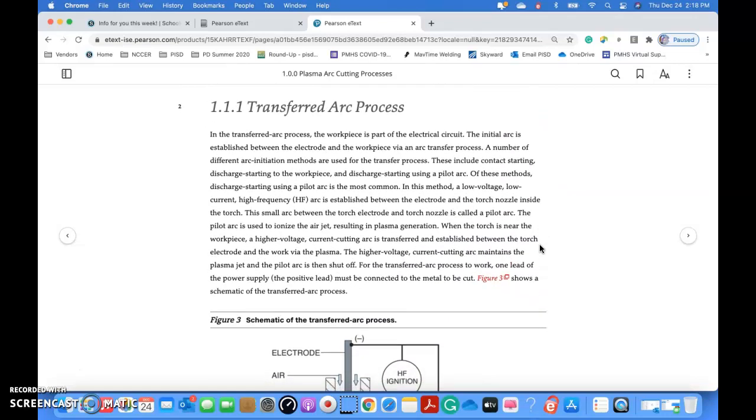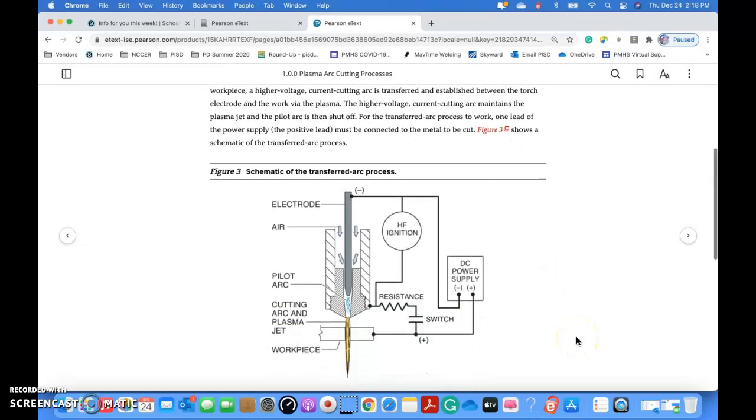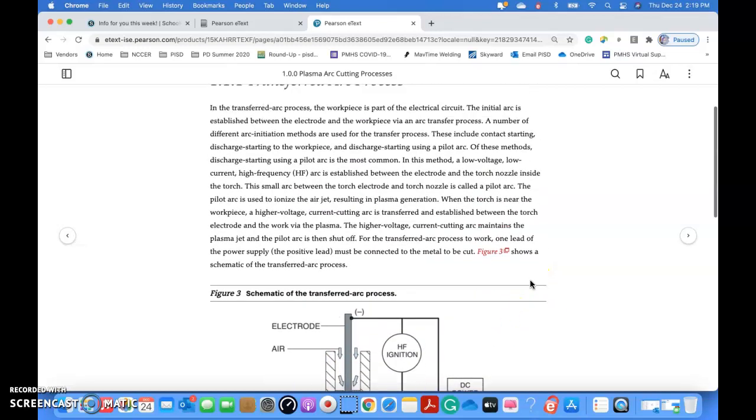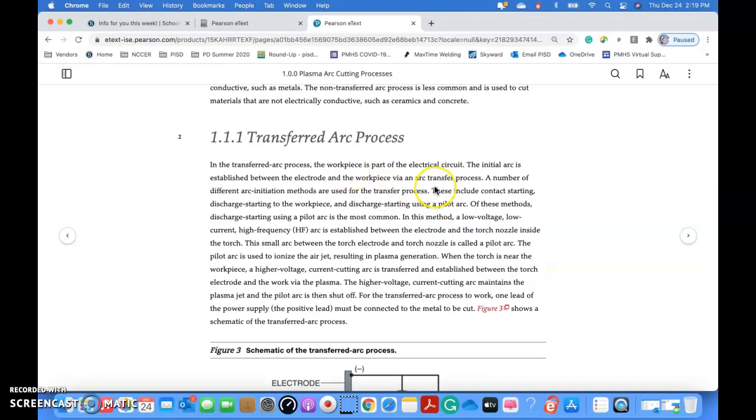In the transferred arc process, the workpiece is part of the electrical circuit. And so what does that mean? The workpiece is part of the electrical circuit. Here's the workpiece, piece of metal, and we have to hook a ground to it. And then we take the electrode and we stick it on there, similar to welding. We strike an arc. The arc comes through our electrode, through the workpiece, and out through the ground. It completes a circuit, just like welding. Therefore, it's called a transferred arc process.